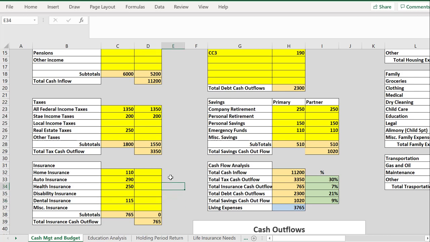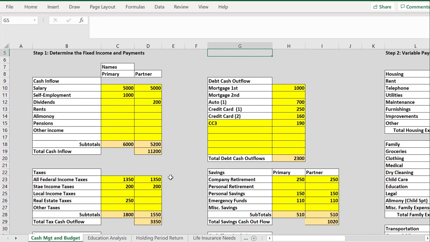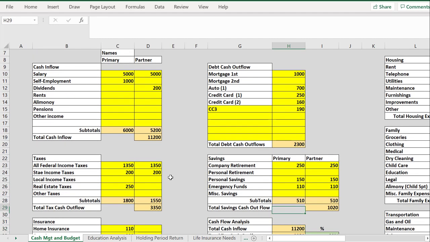Then we go up here and we put in some of our information, our mortgage, right? So it's $1,000. Again, if you think about it, really, our mortgage payment is probably closer to $1,300 some dollars. A couple of auto loans, some credit card bills. We also incorporate some savings that happen every month, right? Every month, 5% goes into our company's retirement programs. We have some personal savings. We also put money in an emergency fund.